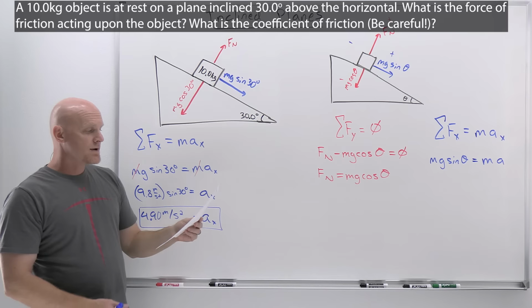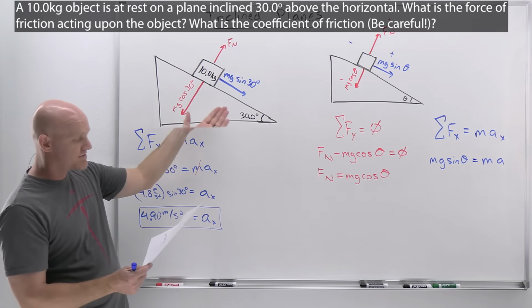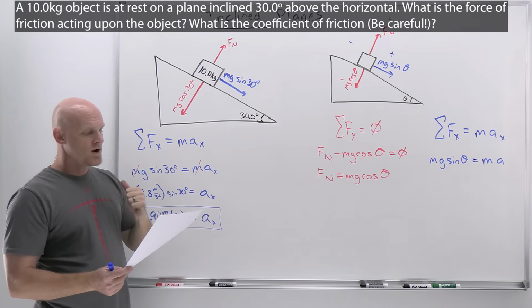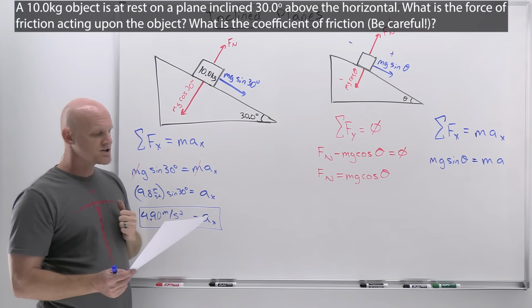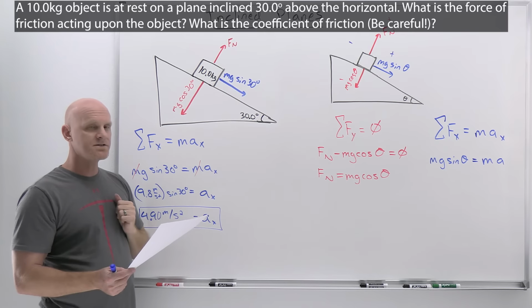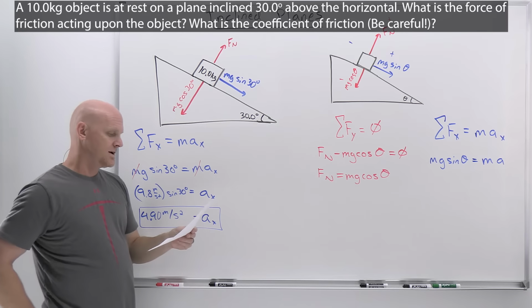A 10.0 kilogram object is at rest on a plane inclined 30.0 degrees above the horizontal yet again. The question now is, what is the force of friction acting upon the object? And second part of the question, what is the coefficient of friction in this case?